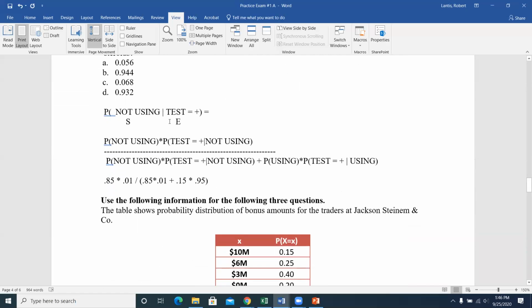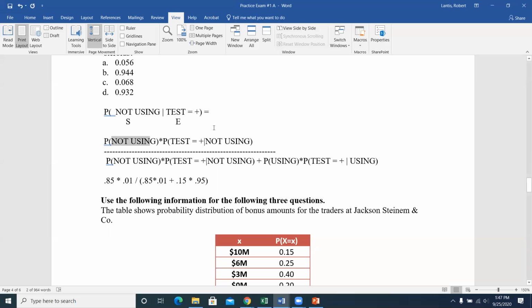So that's how you would do a Bayes theorem problem, right? It's up to you whether it helps you. I've got a lot of words going on here. If it would have helped, instead of not using, you put NU, or using was just U, you can do it that way as well. For some people, writing out the actual words does take up more space wherever you're working, but maybe it helps you keep things a little clearer. It's really up to you.